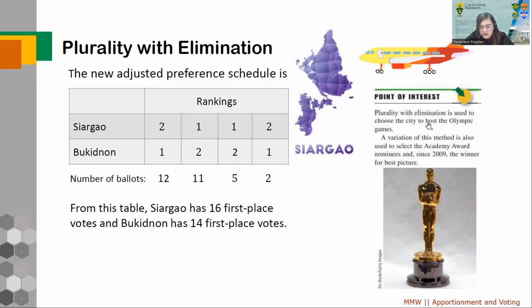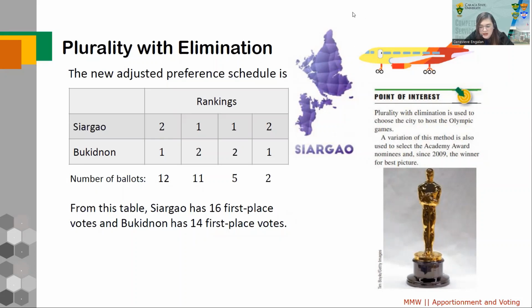Okay, so this plurality with elimination is used to choose the city to host the Olympic games. A variation of this method is also used to select the Academy Award nominees and, since 2009, the winner of the best picture. So plurality with elimination is used to decide which city will host the Olympic Games and in the Academy Awards. I hope you understand. Sabot ba?